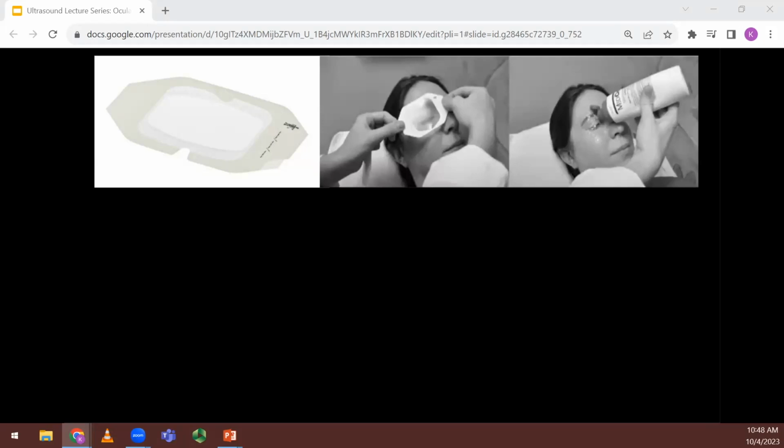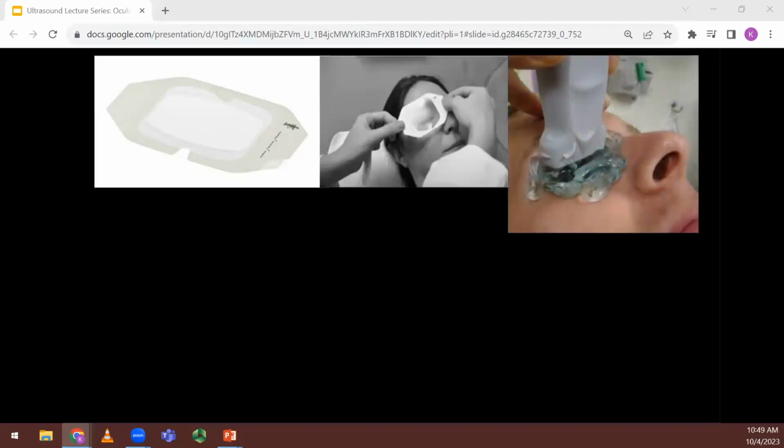What I personally do, if I think this is an older person that doesn't really understand what we're doing and maybe is a little bit afraid and might open their eye, I usually put the Tegaderm. If it's a young healthy patient who totally understands what we're doing and can cooperate with my exam, then I might not necessarily put the Tegaderm, and then I avoid seeing this pocket of air in my ultrasound.